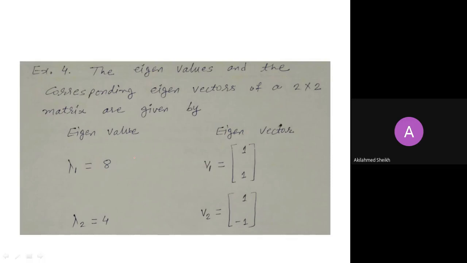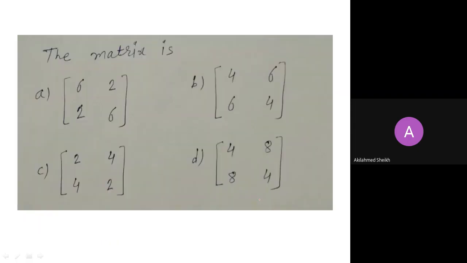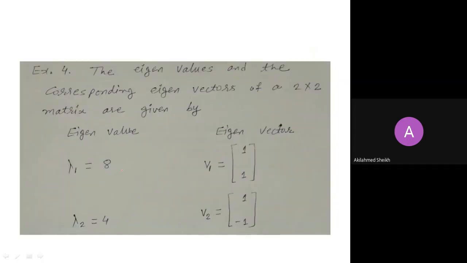Next question is here. The eigenvalues and corresponding eigenvectors of a 2 by 2 matrix are given. We have given eigenvalues, lambda 1 is 8, lambda 2 is 4, and eigenvectors v1 is (1, 1), v2 is (1, minus 1). The matrix is... Now here we have to find the matrix for the given eigenvalues and eigenvectors.